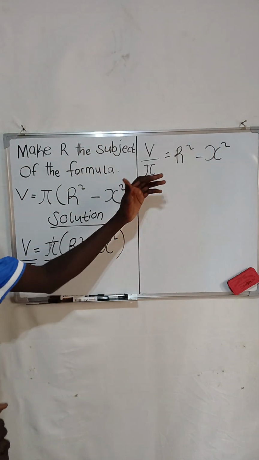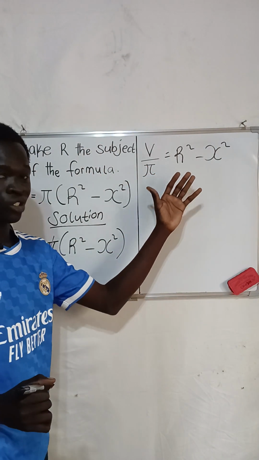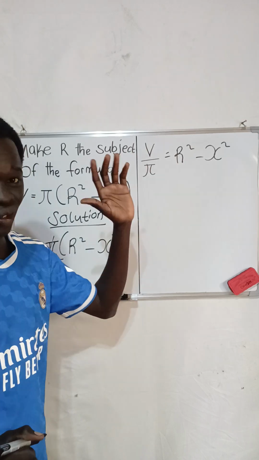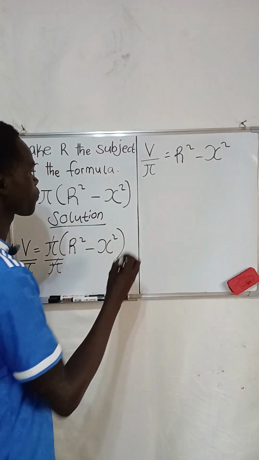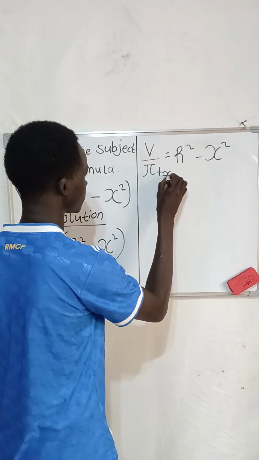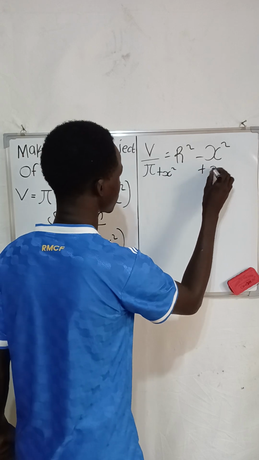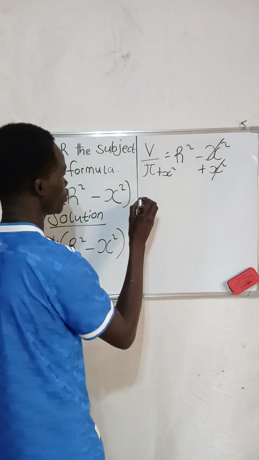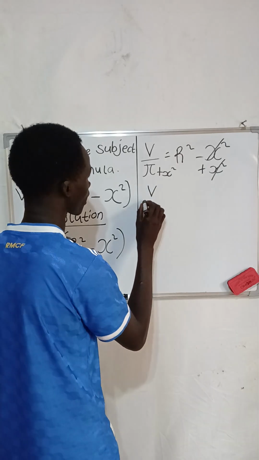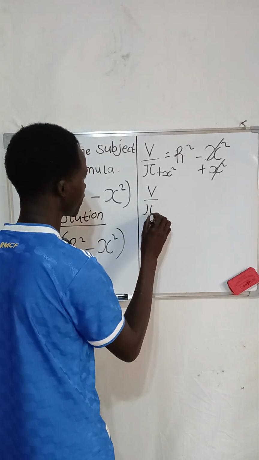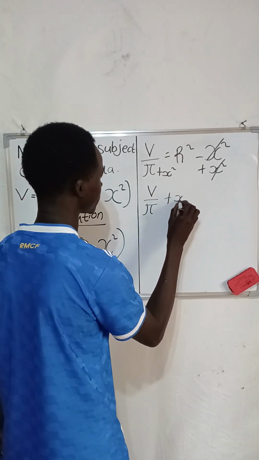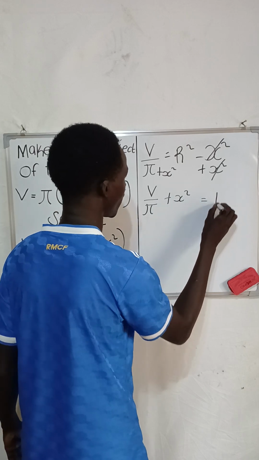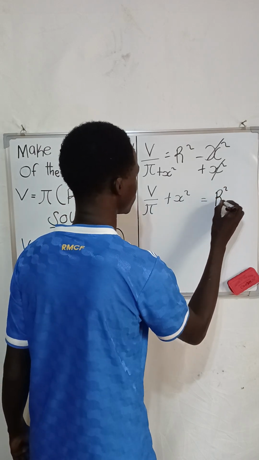Now our next step is we are going to add x squared on both sides. Here plus x squared, plus x squared. This and this will cancel. Here we are going to have V over pi plus x squared equals r squared.